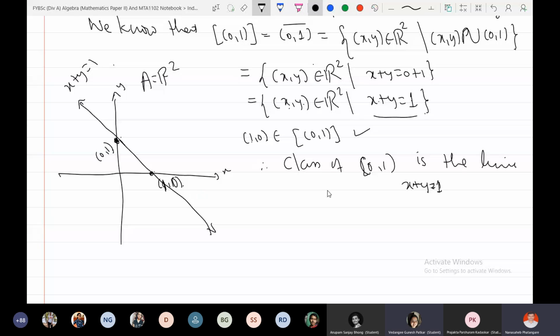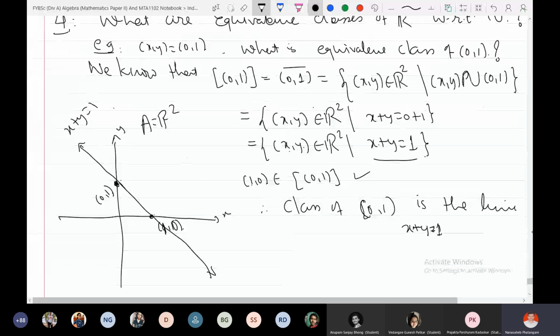See, if you recall my previous example, all the students in the college, and I defined the relation that two students are related if they are from the same class. Then what is the class of a student of A division? I select some student from A division. Its class is all the students from A division. Therefore, what is the class of (0, 1)? All the points on this line are in the class of (0, 1). Is it clear now? This is my first example in this particular case.